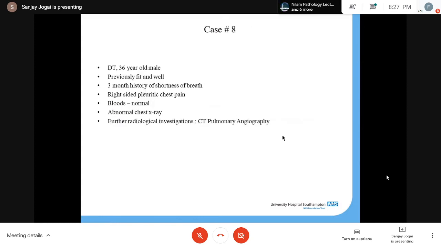Okay, case number 8. This is completely different, and we are now delving into non-neoplastic territory, and then we'll come back again. This was a 36-year-old, previously fit and well male, who presented with a 3-month history of shortness of breath and right-sided pleuritic chest pain. The bloods were normal, the chest X-ray was abnormal, obviously, and he had a CTPA.